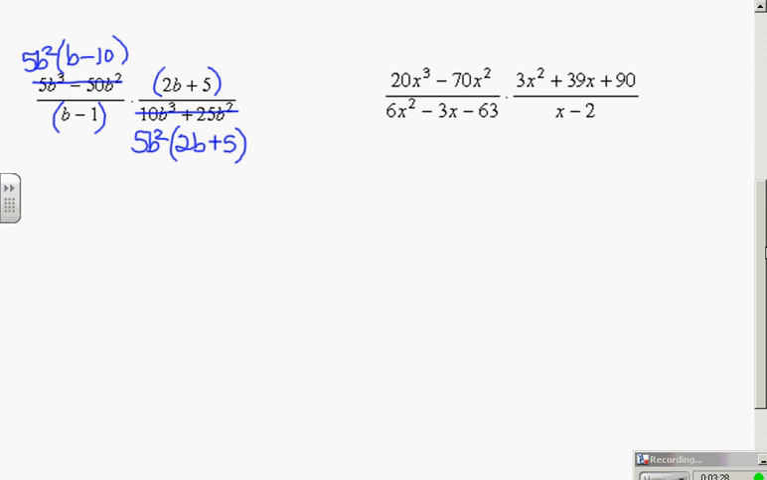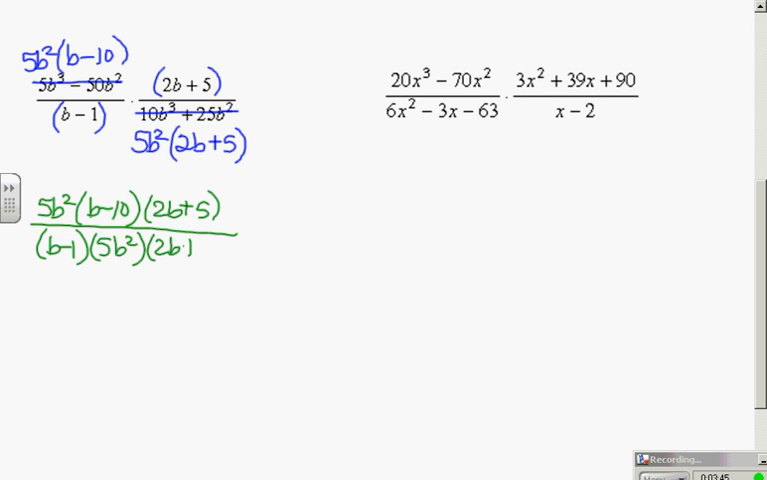Now, for the sake of clarity and not losing anything in my messiness, I'm going to rewrite it. So I have 5b squared times b minus 10 times 2b plus 5 all over b minus 1 times 5b squared times 2b plus 5. Since I have a string of multiplication, I'm free to start canceling. 5b squared divided by 5b squared is 1. 2b plus 5 divided by 2b plus 5 is 1. And I am left with b minus 10 over b minus 1.